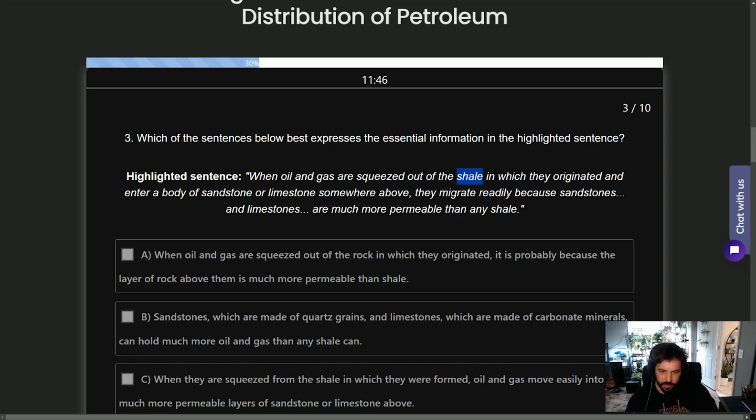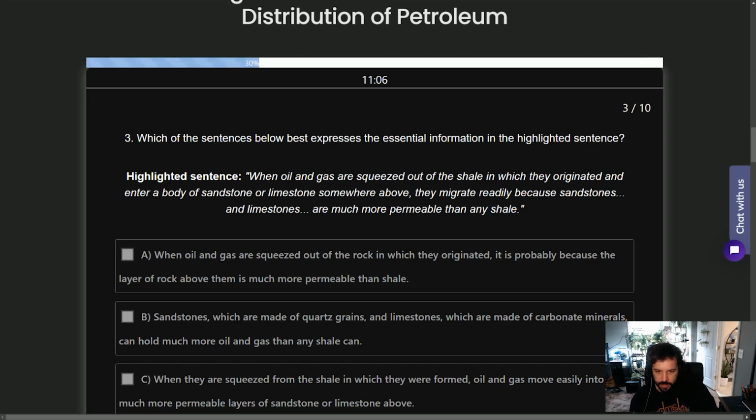Now, many students during the lessons don't know what shale means, and it doesn't even matter. I could actually just Google that and show you what type of rock it is. But let's just say location 1. So they come out of location 1, and location 1 is where they actually originate. They actually come into existence in location 1. They are made there, let's say, and enter a body of sandstone or limestone. Let's call them location 2 and 3. And location 2 and 3 are above location 1. They move quickly or easily, let's say, because location 2 and 3 are much more permeable than location 1.